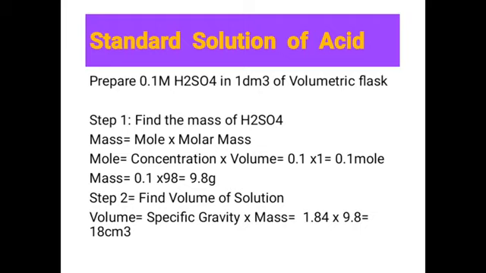After finding the mass, the next thing is to find the volume, because acid comes in liquid form. It is base that you use mass for. So to find the volume, we know that volume is the mass divided by the specific gravity of the acid. In this case, the specific gravity of H2SO4 is 1.84. So the volume is 9.8 over 1.84, which is about 18 centimeter cube. So the volume of acid that you need to prepare this is 18 centimeter cube.